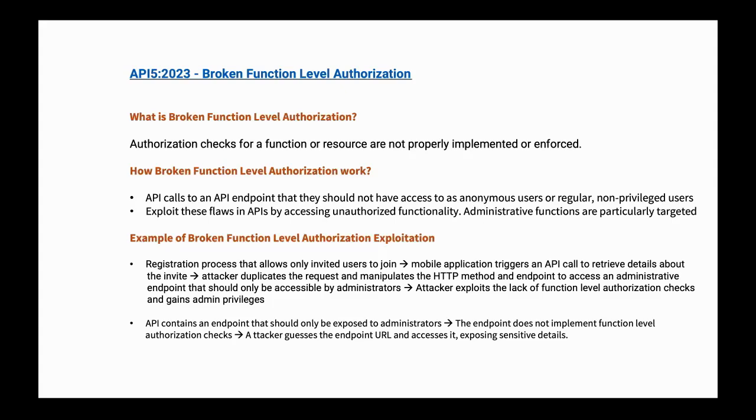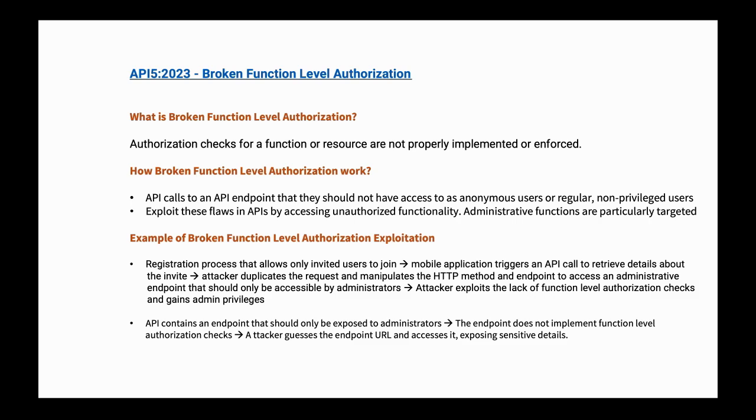In this lecture, we are going to start looking into broken function level authorization vulnerability, identify it in our code, and then fix it. So broken function level authorization is a security vulnerability in API applications where the authorization checks for a function or resource are not properly implemented or enforced. This means that the vulnerability allows attackers to access and exploit functionality that should be restricted based on user's role or permissions.